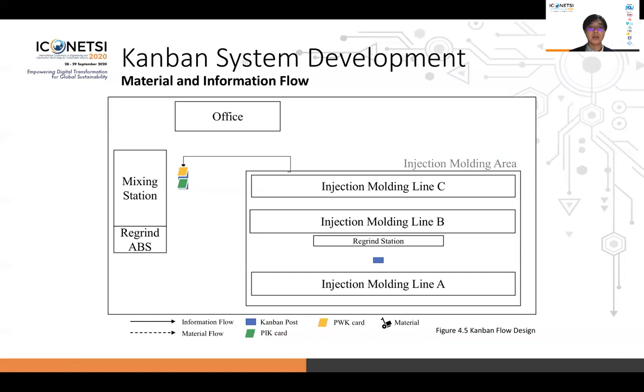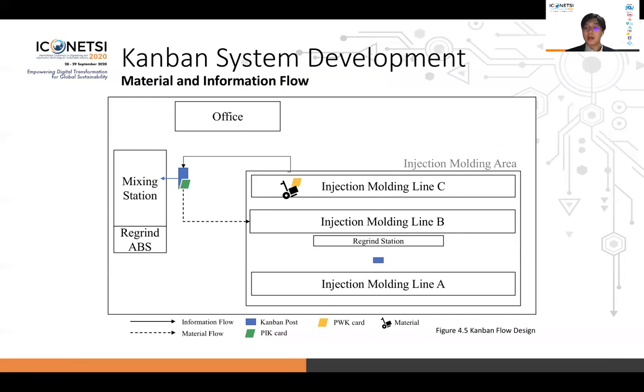And it will generate the production instruction Kanban card, released to the mixing station. As soon as the operator receives it, they will prepare the material and put the production instruction Kanban card back to the Kanban post. Then the other operator will deliver the material along with the production withdrawal Kanban card back to the machines.